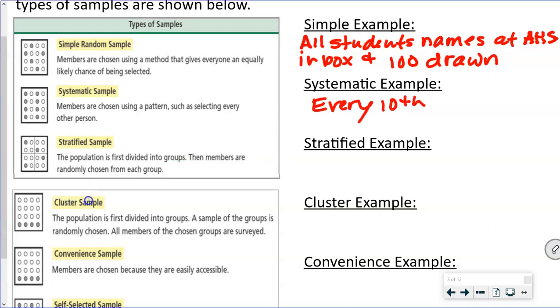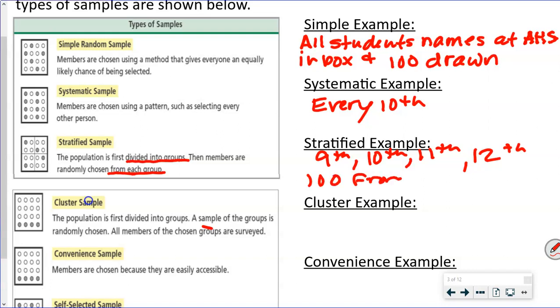So our next one is stratified samples. So this is a population that's first divided into groups, and then the members are randomly chosen from each group. So there's some key words here. So we got divided into groups, right? And then we've got chosen from each group, okay? From each group. Okay, so this one's like we would take different classes. So we would do the 9th grade class, and then the 10th grade class, 11th grade, and 12th grade, and then we would take like maybe 100 from each class, and we would survey them. 100 from each class. Okay?